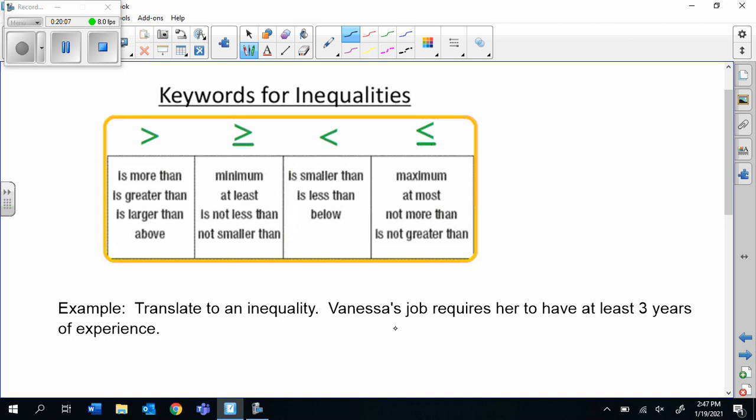So how do you write the job? In MyMathLab, I noticed a few of these, they just assign whatever it is a variable. So like J for job. And so the job requires greater than or equal to 3 years.